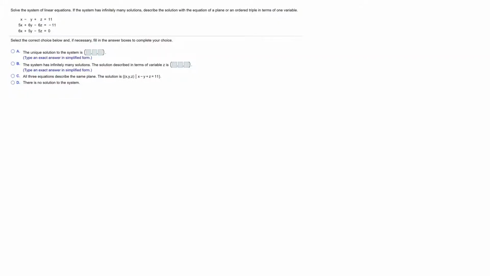Right, so I'm going to begin by recopying the equations a little bit bigger.